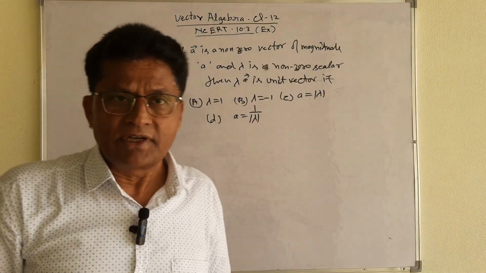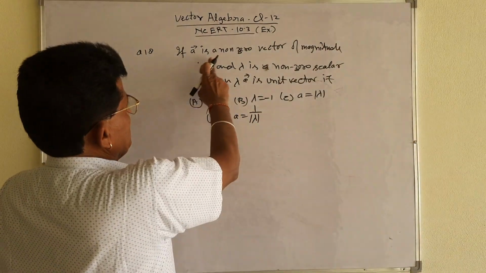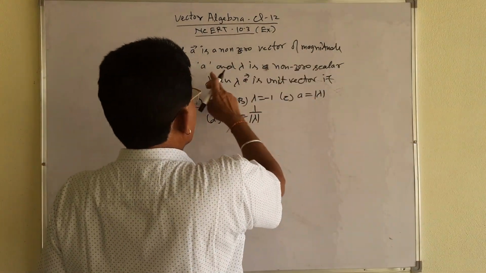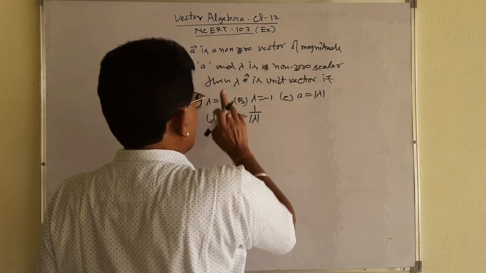These 4 cases are given. It is a question of 2 marks, but it is important, you see. A is a non-zero vector of magnitude A, that is the magnitude of A. Lambda is also a non-zero scalar.